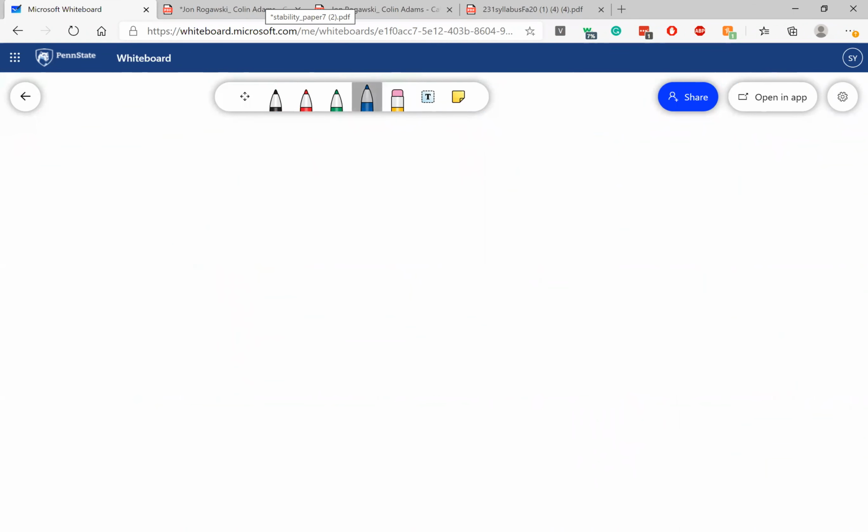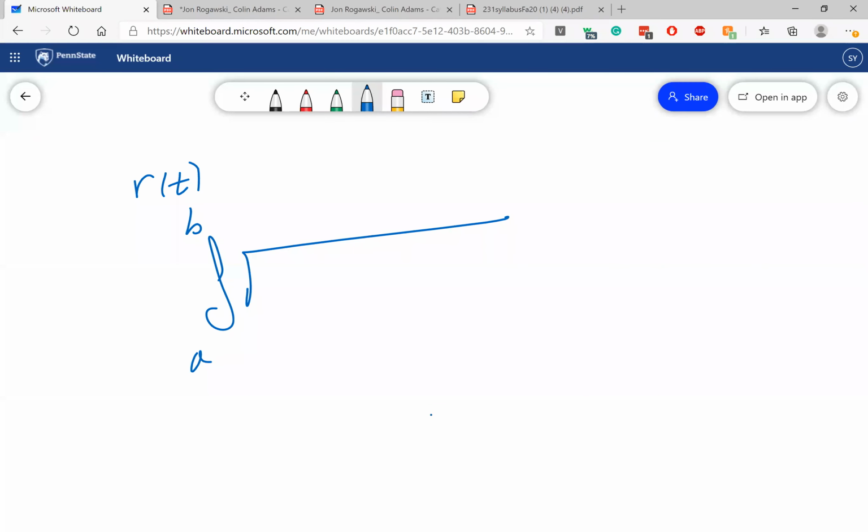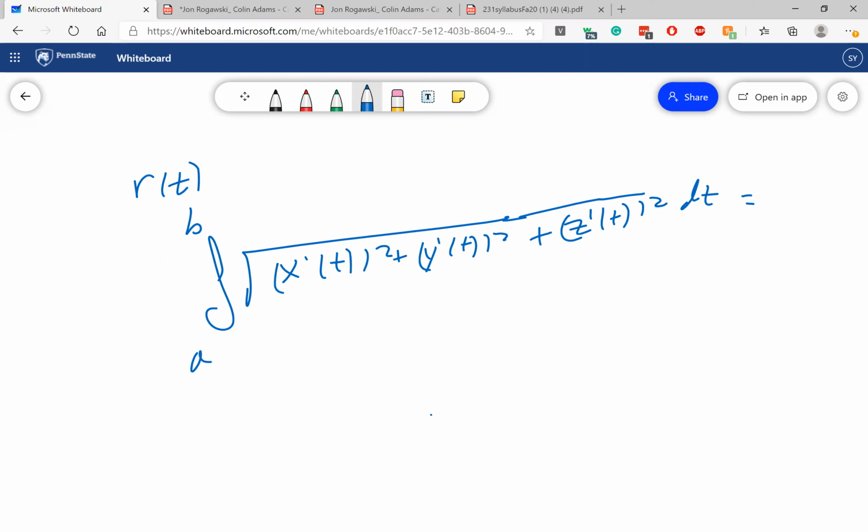So we looked at if you have a curve r of t, then we can take the length, and that would be the arc length, and that would be the integral from a to b of the square root of x prime of t squared plus y prime of t squared plus z prime of t squared dt, which is the same thing as the integral from a to b of the magnitude of r prime of t dt.